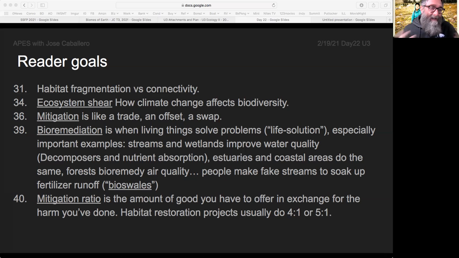The idea goes that living stuff solves problems. That's called bioremediation, and there are examples that you'll need specifically later. But at this point in the game, I just want you to know that's a thing, usually associated with wetlands. Artificial streams are called bioswales.